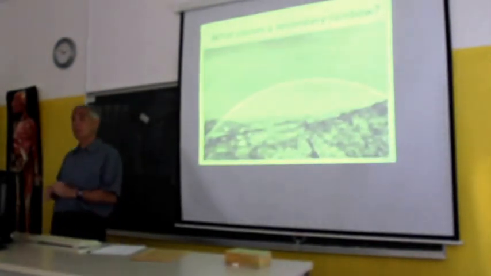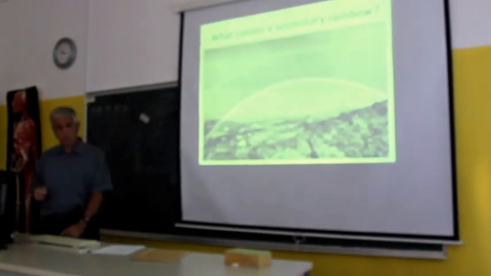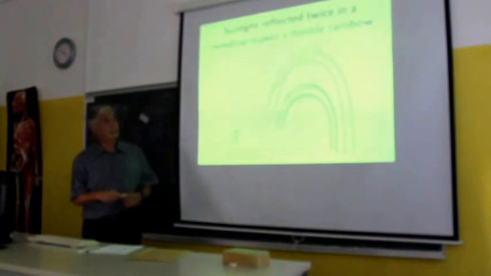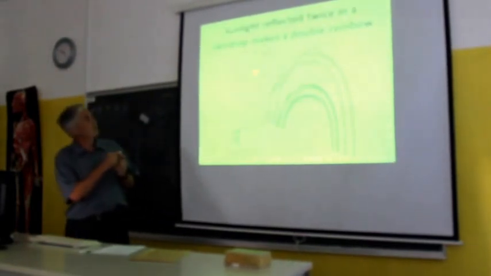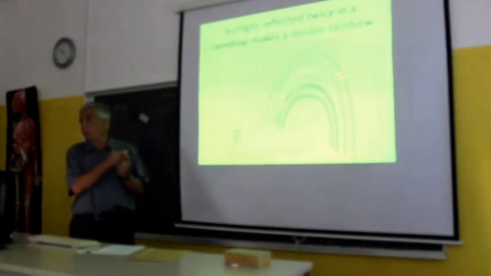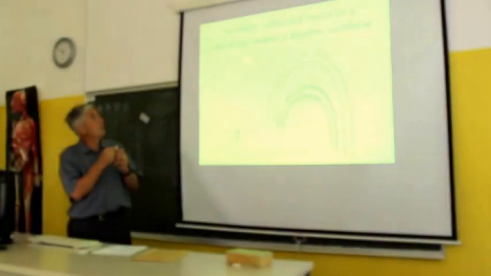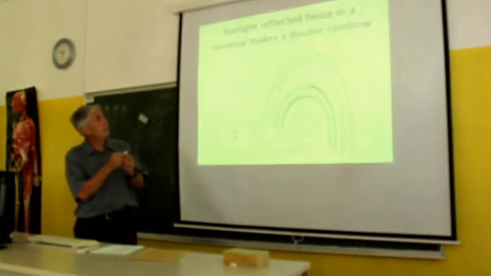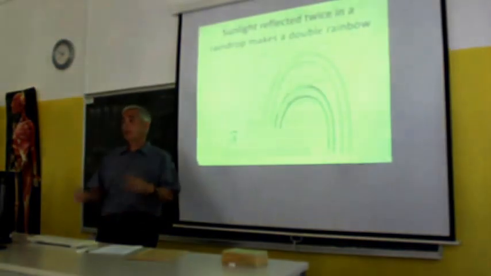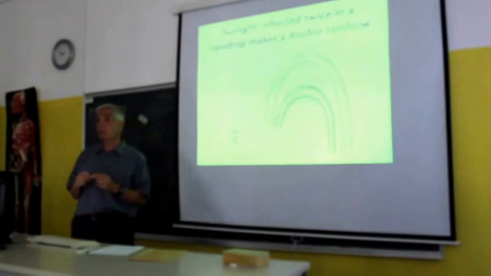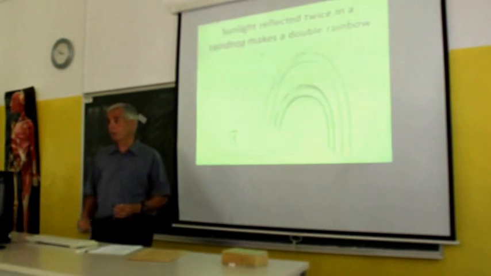But why do you see a secondary rainbow? Like this one here. And the reason is, in the main rainbow, the light just bounces once off the back. But in a secondary rainbow, the light bounces twice off the back and then comes back to you. So some of the light is lost, and then the colors are reversed. And so the light is not as bright in the secondary rainbow, and the colors are reversed.